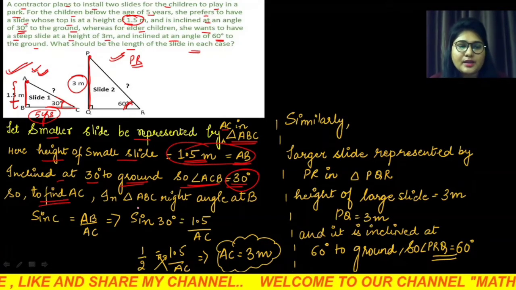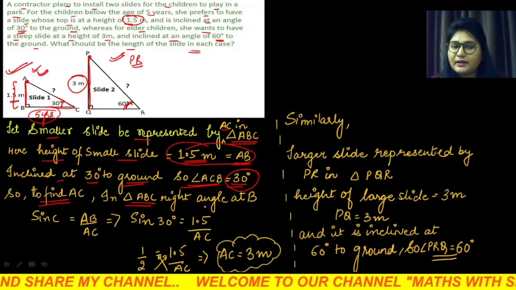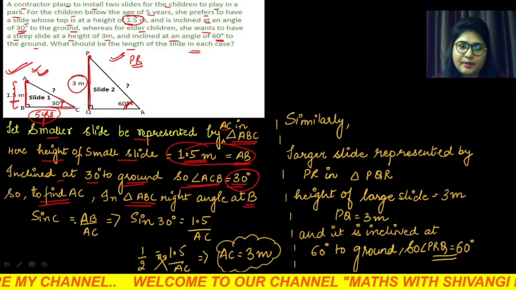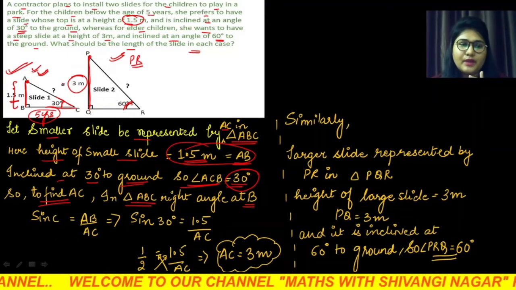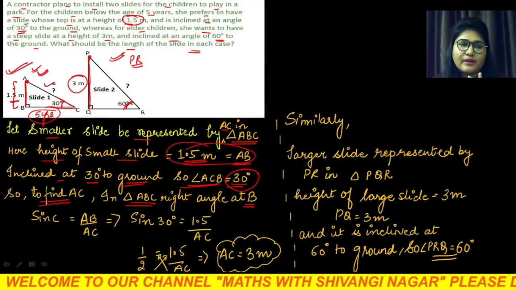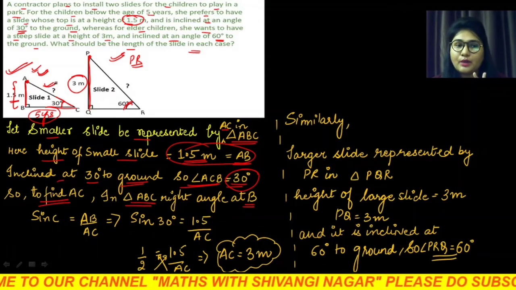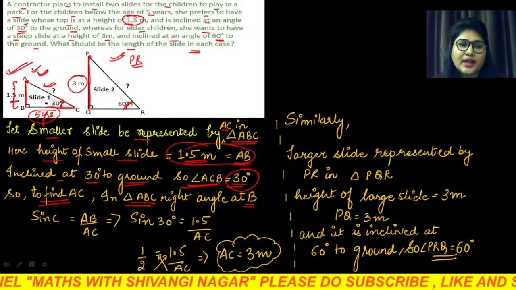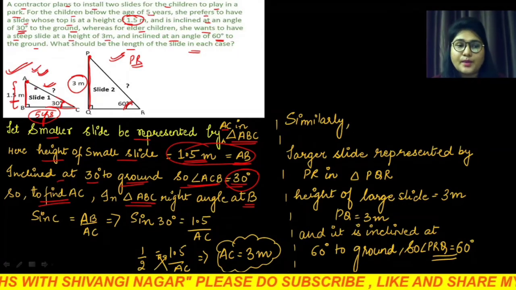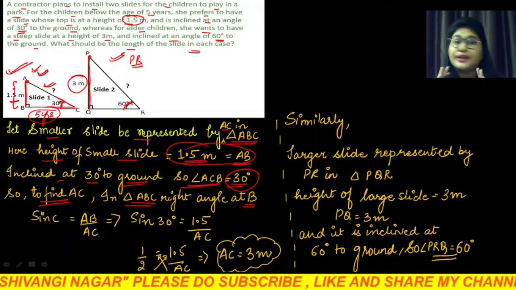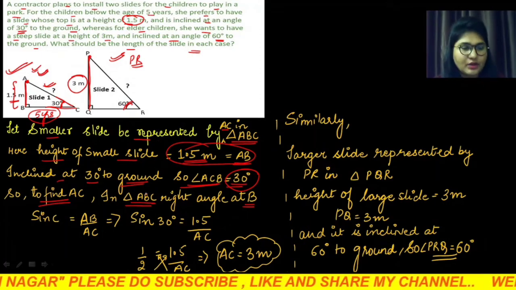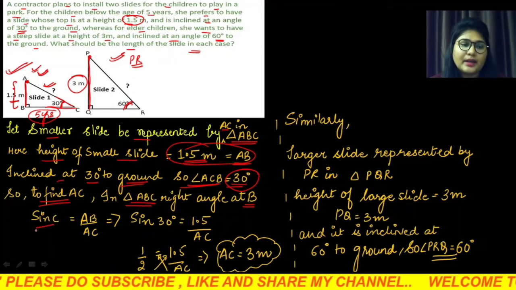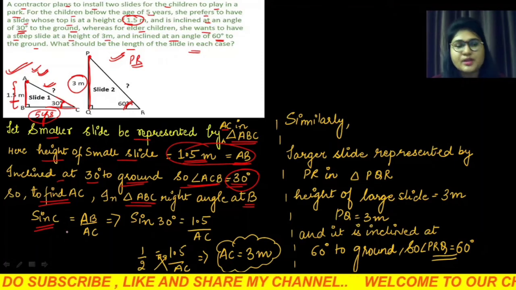Now to find AC, we have to consider the right angle triangle ABC, which is right angled at B. In this right angle triangle, we have to find the hypotenuse, and the side opposite to angle 30 is given to us. Opposite and hypotenuse are related to which trigonometric ratio? Sine ratio. So we are applying here the sine C ratio. And what is sine C?